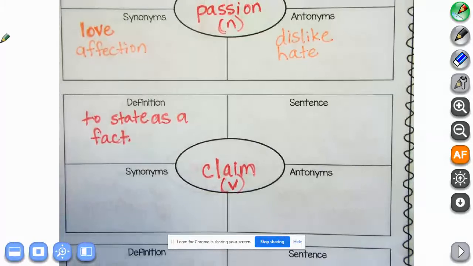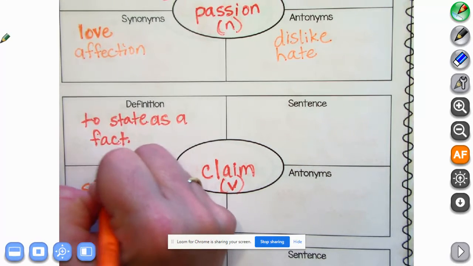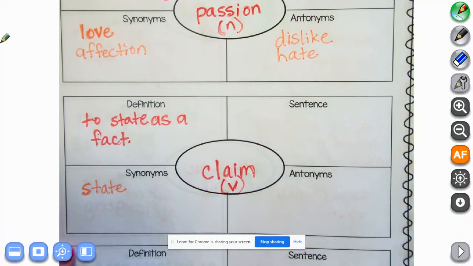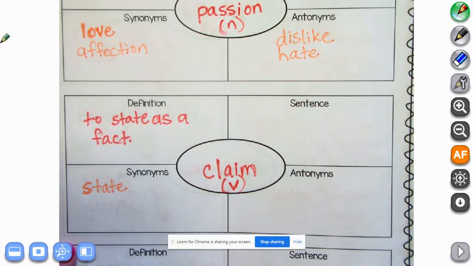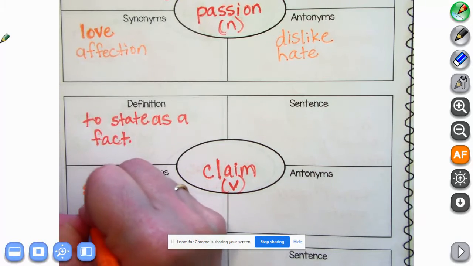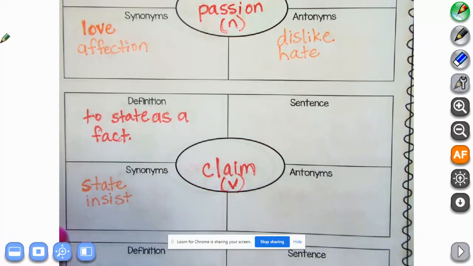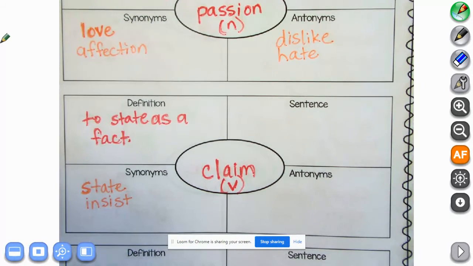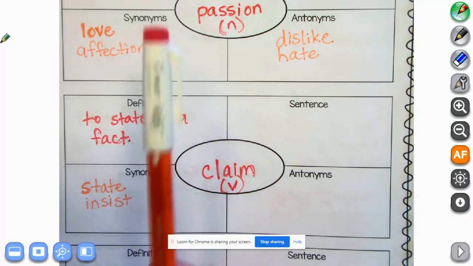All right, the next one says claim, to state as a fact. Okay, so we can use the word state. And that doesn't mean state as in we live in Idaho state. It means to state something like, I am using an orange pen. That is actually a fact, isn't it? I insist, to state or claim that this is your seat. I insist that this is my seat. I state that this is my seat. I claim that this is my seat. Or I claim this is my pen. I state that this is my pen. I'm insisting, this is my pen.